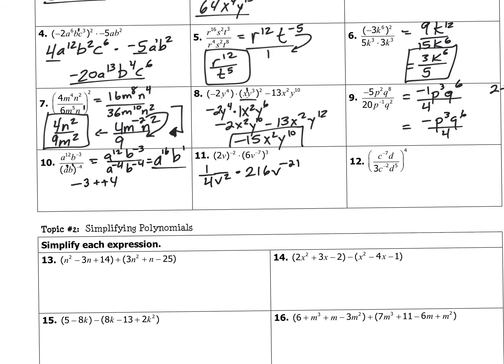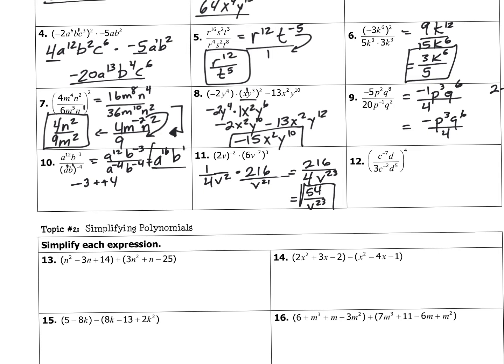So this is like 216 over v to the 21st power. Now, if we multiply, that's going to be 216 over 4. V to the 2nd times v to the 21st is v to the 23rd. And 216 divided by 4 will actually simplify. Let me see. 216 divided by 4 is 54. 54 over v to the 23rd.